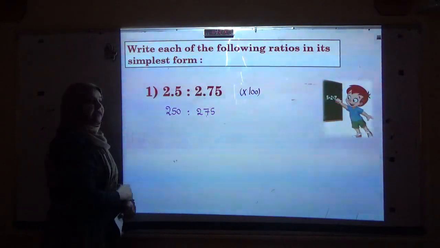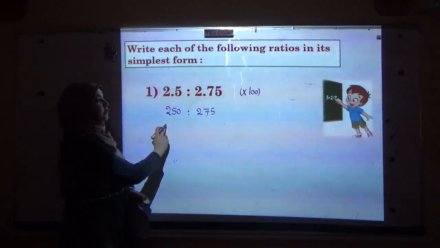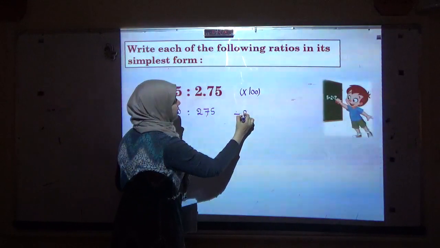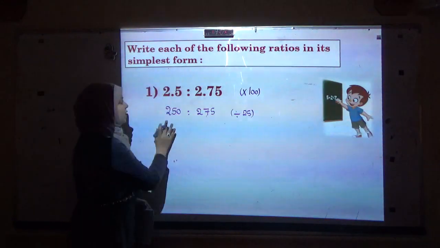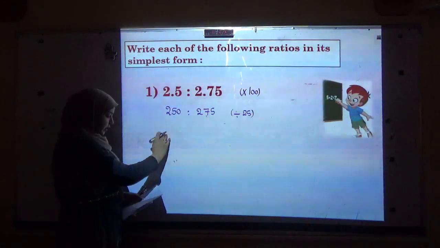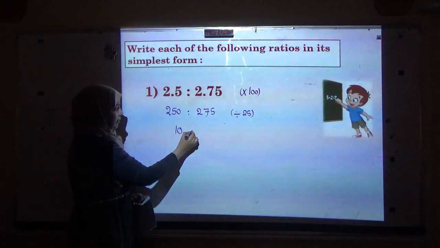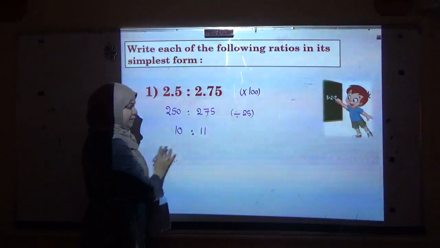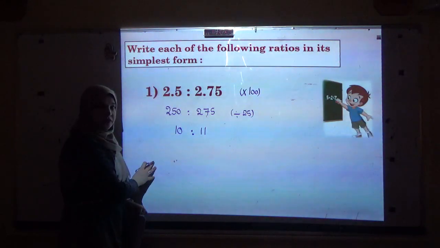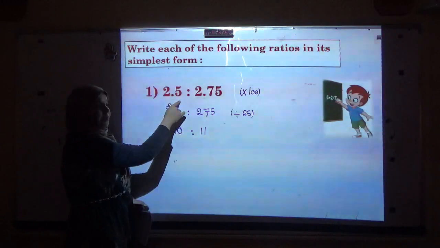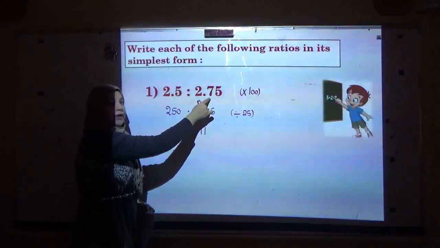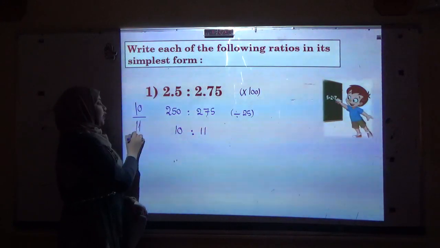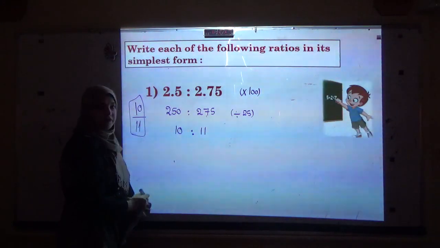Here we can simplify this ratio by dividing the two terms by the highest common factor between them, which is 25. 250 divided by 25 equals 10, and 275 divided by 25 equals 11. You can use your calculator to check your answer by writing 2.5 divided by 2.75. The result will be 10 over 11, which is 10 to 11.